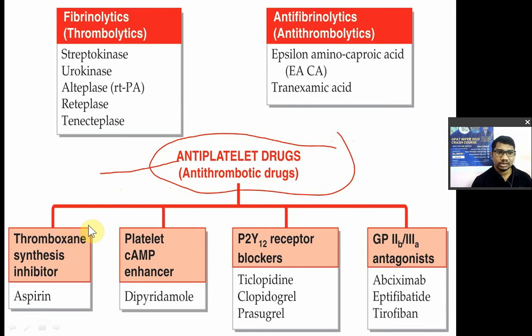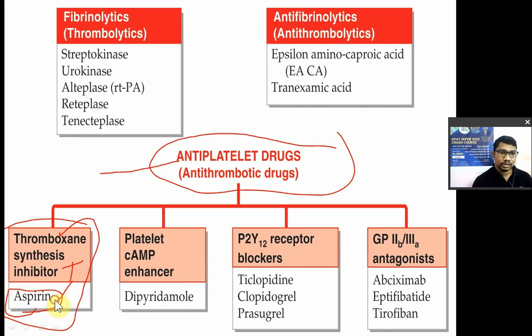Now the first one is the thromboxane A2 synthesis inhibitor. In that you have aspirin. So aspirin is a thromboxane synthesis inhibitor. Aspirin will inhibit the cyclooxygenase enzyme COX-1 and will prevent the synthesis of thromboxane. Thromboxane क्या है? Thromboxane is a pro-platelet aggregatory chemical. तो ये thromboxane A2 क्या करेगा? प्लेटलेट को एग्रीगेट करेगा. अगर प्लेटलेट एग्रीगेशन हो गया है तो क्लॉटिंग हो जाएगा. ठीक है. So that's why aspirin is an anti-platelet agent.